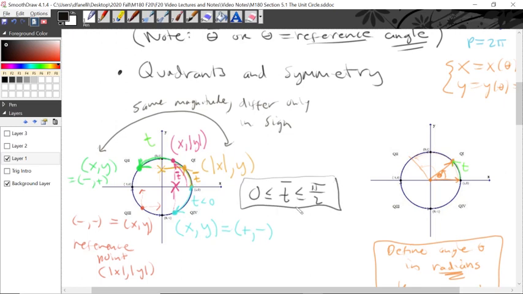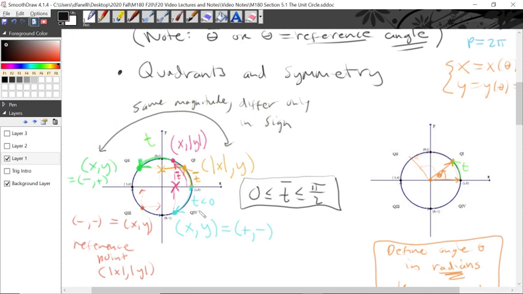Always. So even though t itself, in general, can be as large as we want in positive, as small as we want in positive, as large as we want in negative, or as small as we want in negative, right? The reference numbers will always be found back in quadrant 1 between 0 and pi over 2.